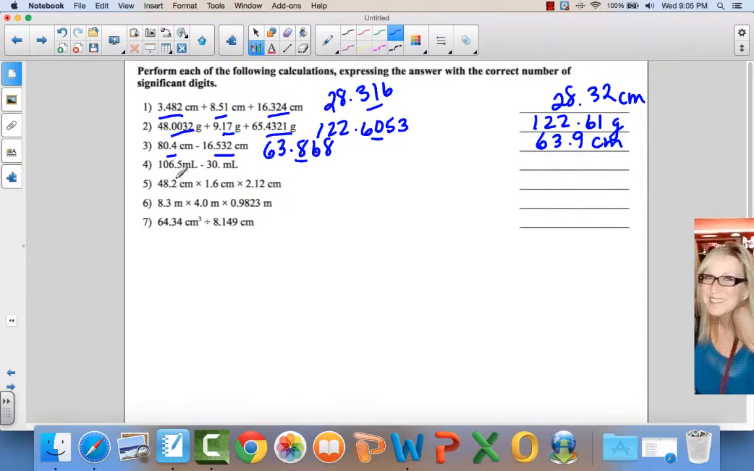And last one on this type, 106.5 minus 30. So this is to the tenths. This is to no decimal places. It's a whole number. So my answer is going to be a whole number. So I get 76.5 when I do the math. So it can only be to 76. Rounding rules apply, so we're going to make this 77.